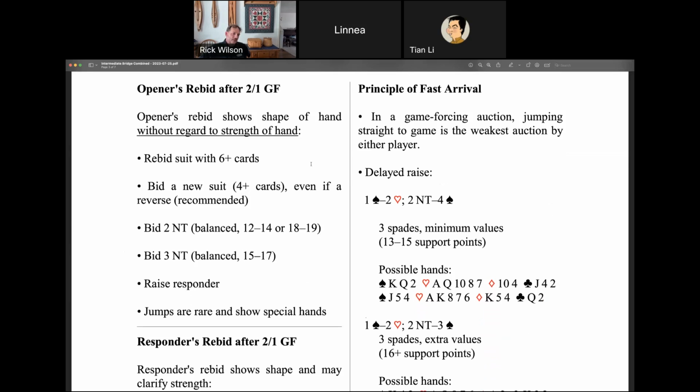It's just showing shape. So how can responder tell if your 2 no trump bid is 12 to 14 or 18 to 19? Well, that's going to be a third bid if it's 18 to 19. What often happens over the 2 no trump rebid by opener is responder bids 3 no trump, and then opener will bid 4 no trump if they have the 18 to 19.